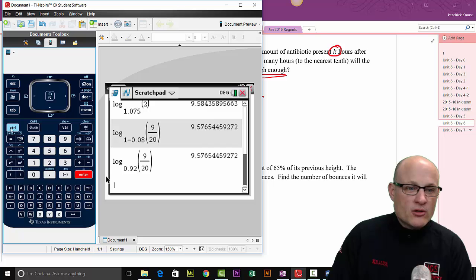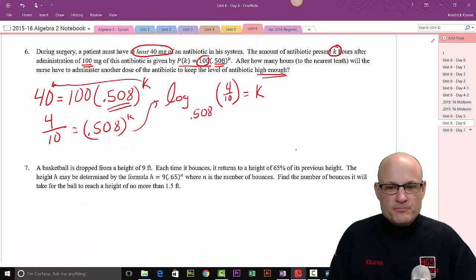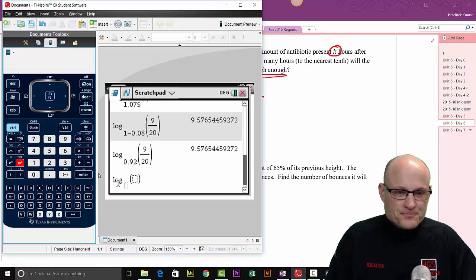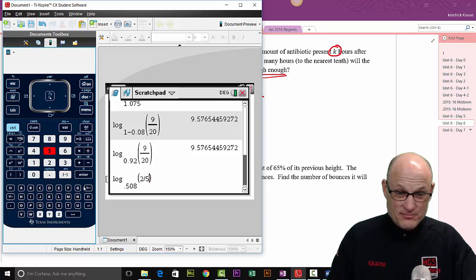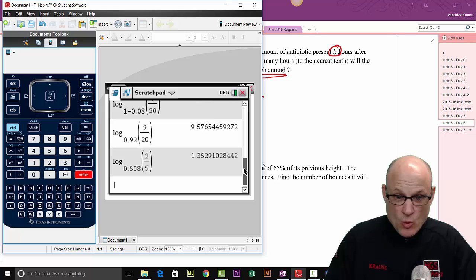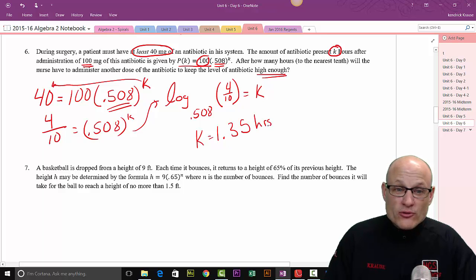So we go over here, we go control log. 0.508 of 2 divided by 5. 2 divided by 5 is the same as 4/10. So K equals 1.35 hours.